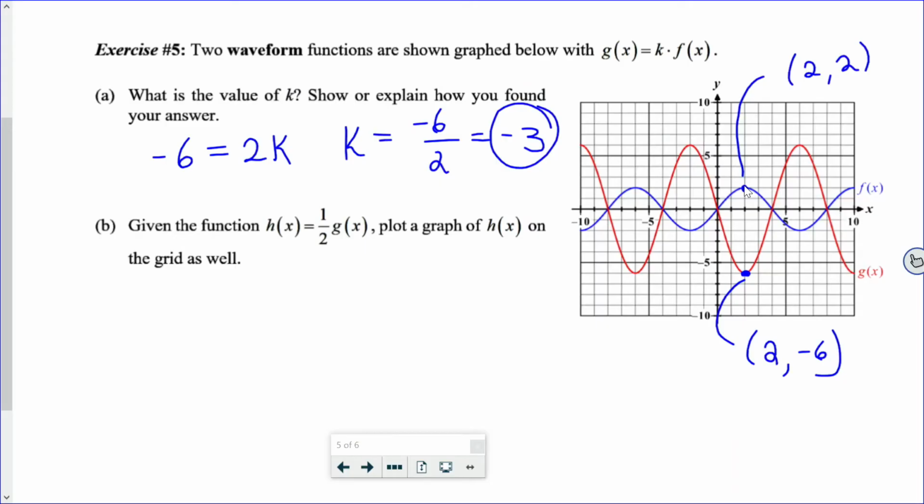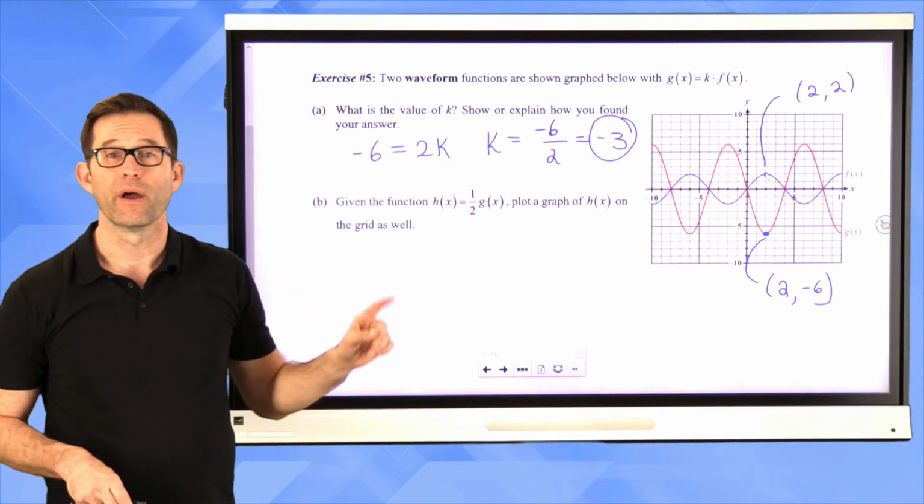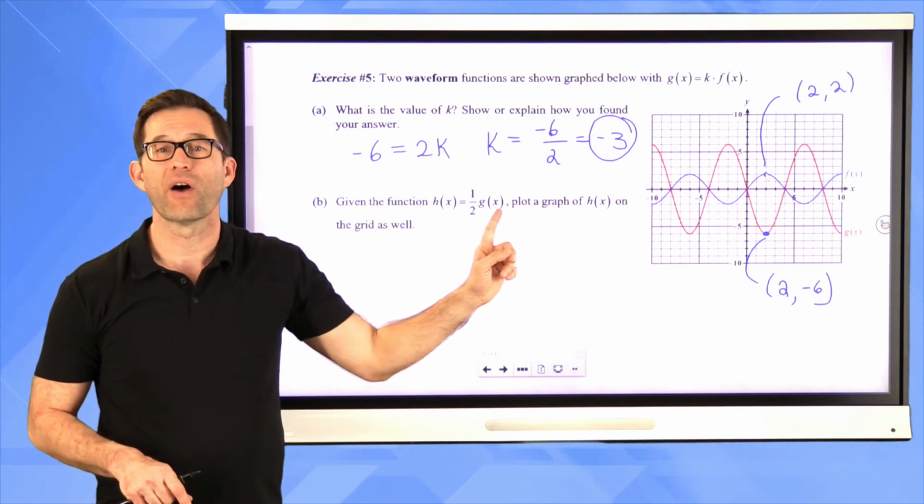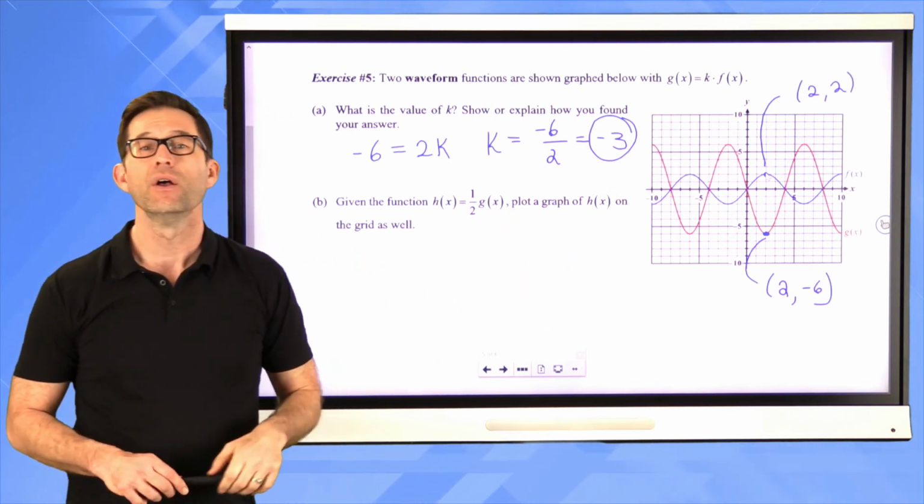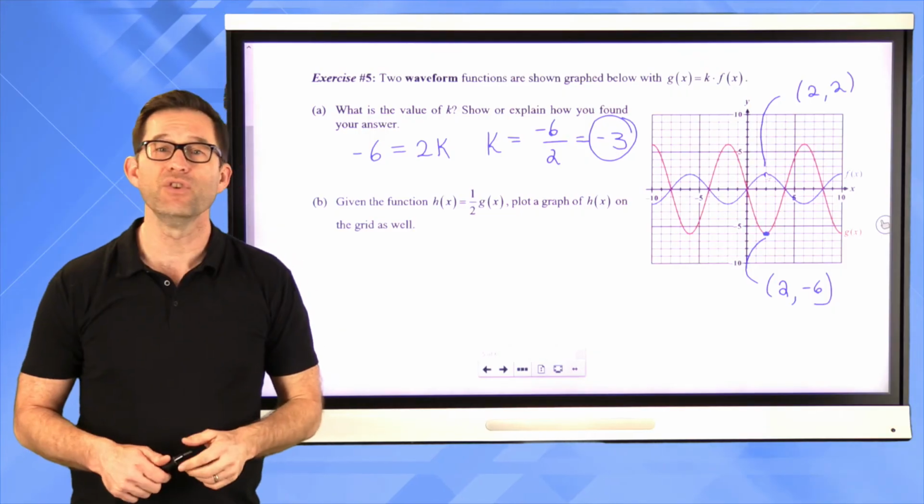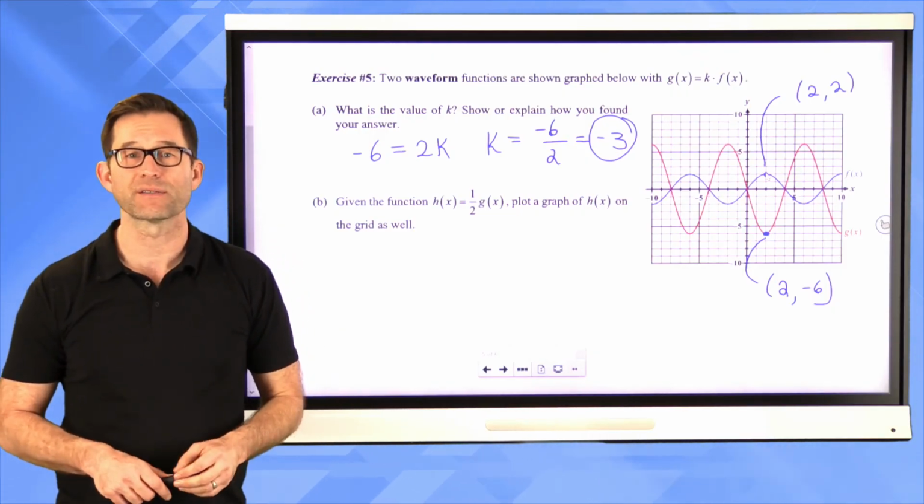Let's take a look at letter B. Given the function h of x equals 1/2 times g of x, plot a graph of h of x on the grid as well. Now, be careful here. h of x is 1/2 times g of x. h of x is not 1/2 times f of x. So pause the video now and see if you can graph h of x.